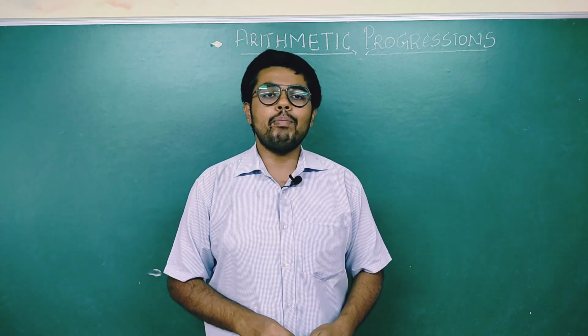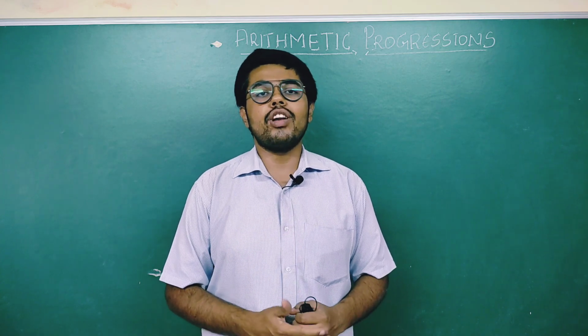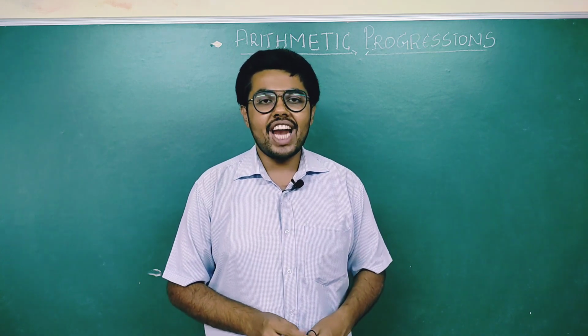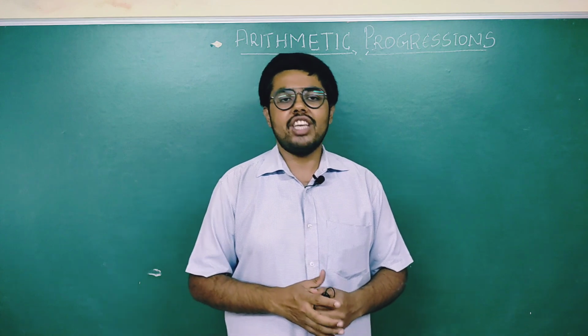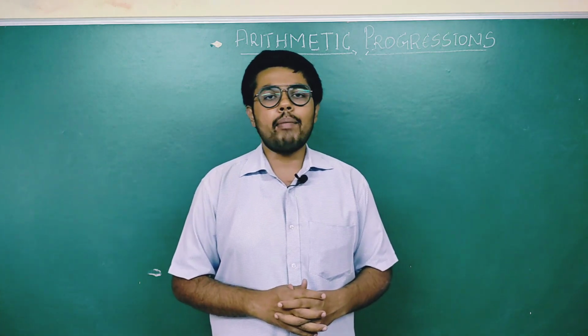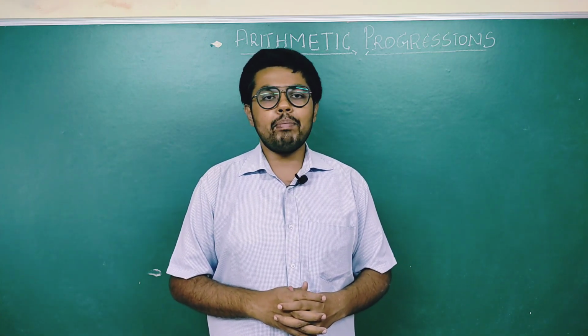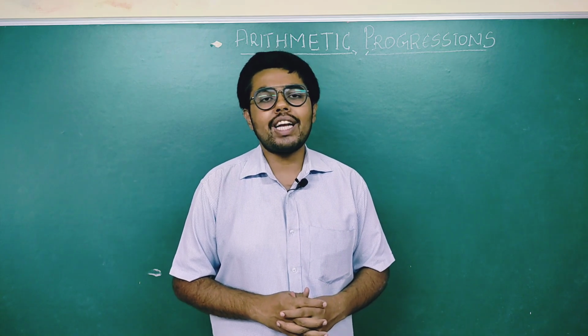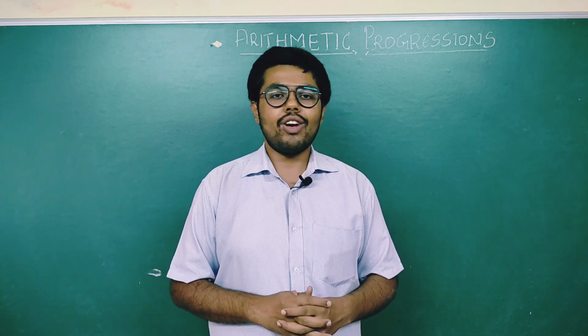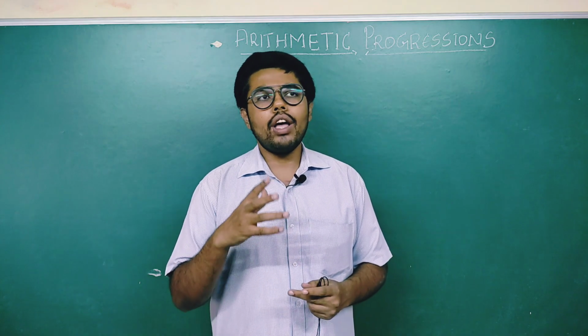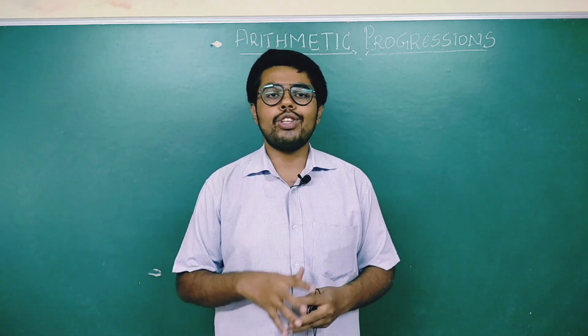So today let us jump into the first chapter of your Mathematics 1 NCERT textbook, that is arithmetic progressions. Before going into the chapter, let us see a few examples of number patterns that are there around us, around nature. You will come to know why I am talking about this later.